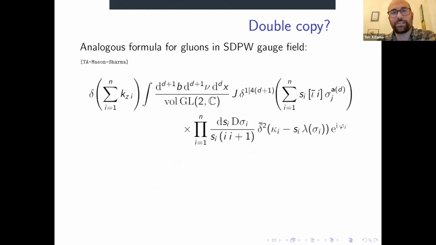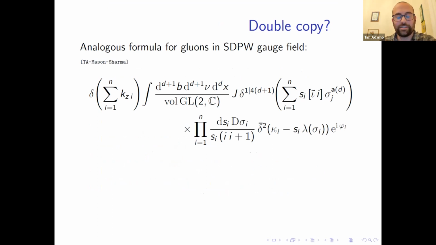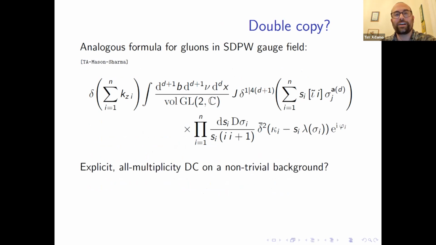So, okay, this is meant to be a conference about double copy. Earlier this year, we found an analogous formula for gluon scattering in a self-dual plane wave gauge field. This is what it is. And so you might say, well, now surely we have all the tools to write down an explicit all multiplicity double copy for scattering amplitudes on a particular class of non-trivial background fields, in particular self-dual plane wave background fields.